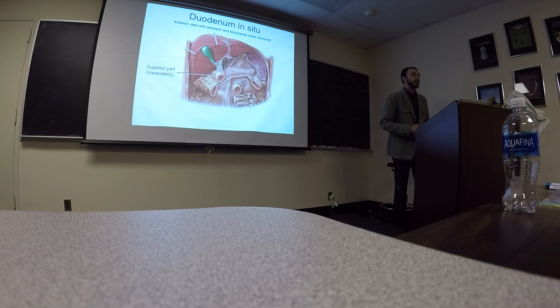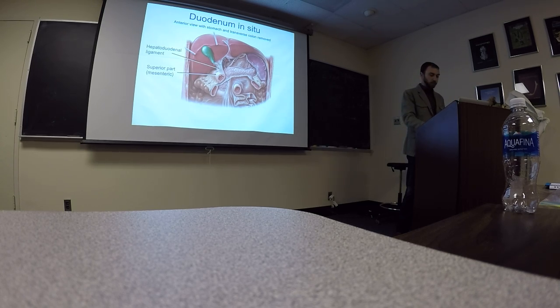So the duodenum is broken down into 4 different parts. The first part is called the superior part, and this portion is mesenteric, meaning that it's suspended by a mesentery. And in particular, the mesentery that suspends it is that hepatoduodenal ligament that we talked about a few minutes ago.